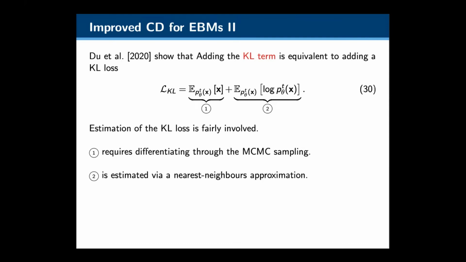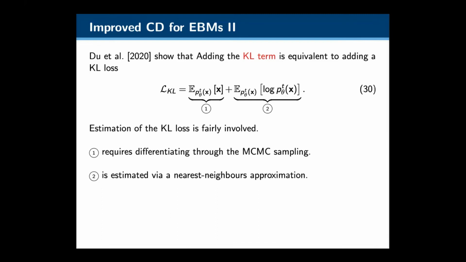The first is just the mean of our samples. And this we can estimate using MCMC, again, usually Langevin dynamics, but then we have to differentiate through that. And differentiating through a whole MCMC chain is quite expensive. So typically what people do, or at least what Du et al. do, is they only differentiate through the last update step to keep this somewhat computationally tractable.